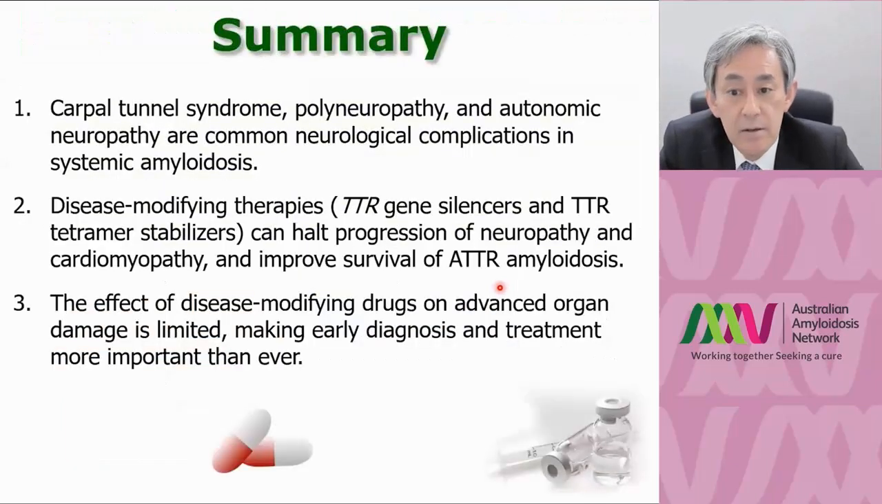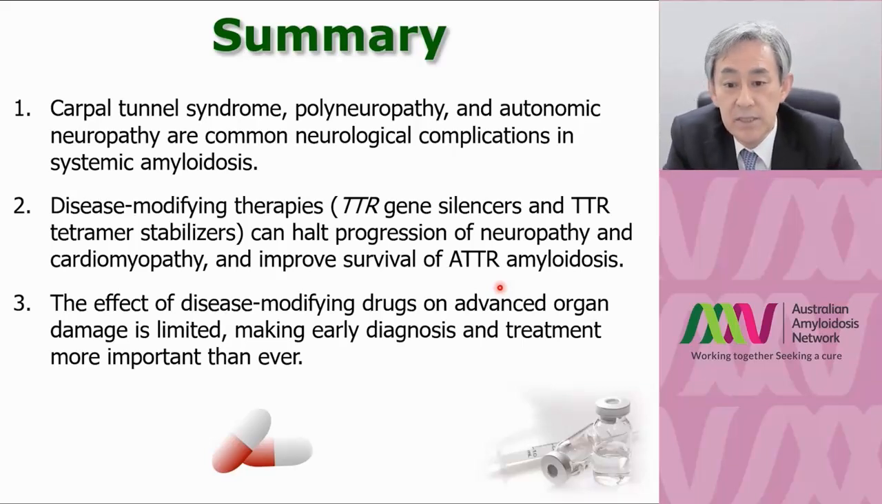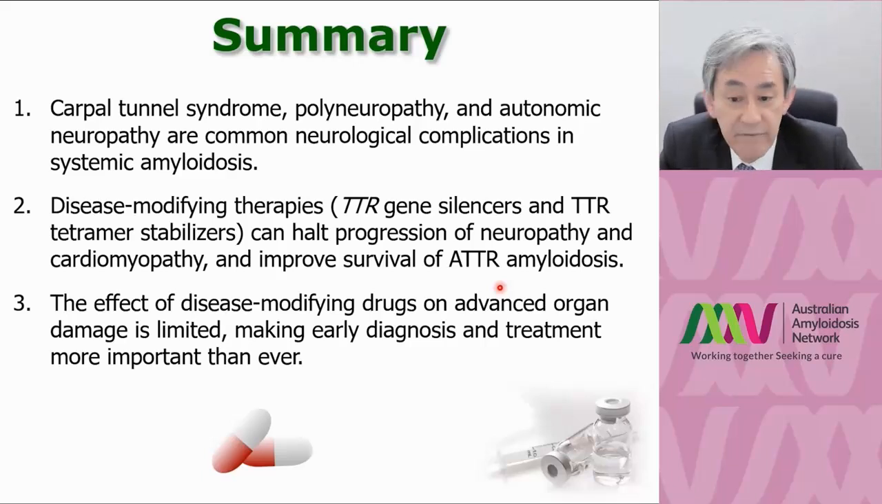In summary, carpal tunnel syndrome, polyneuropathy, and autonomic neuropathy are common neurological complications in systemic amyloidosis. Disease-modifying therapies such as TTR gene silencers and TTR tetramer stabilizers can halt progression of neuropathy and cardiomyopathy and improve survival of ATTR amyloidosis. The effect of disease-modifying drugs on advanced organ damage is limited, making early diagnosis and treatment more important than ever. That's it.